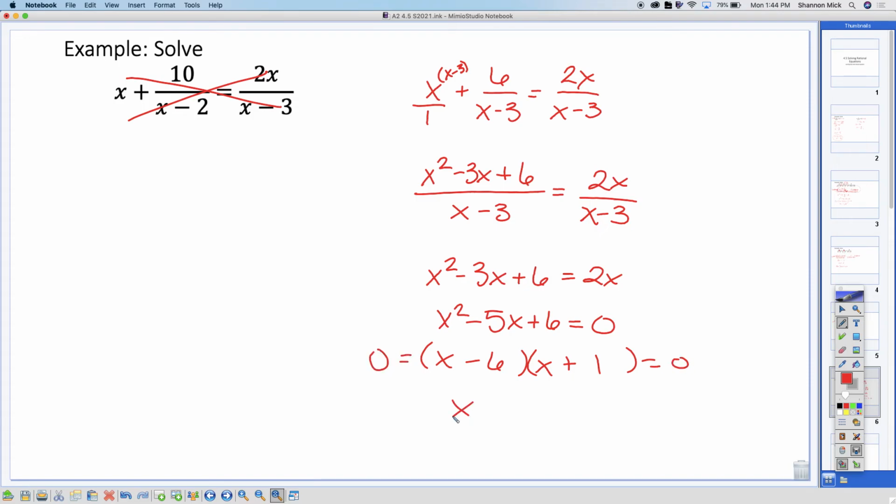So x equals... and they're both good? Yep. Because it couldn't be what? 3. Could it be negative 3?